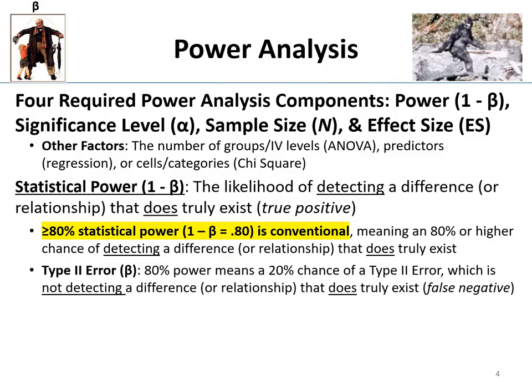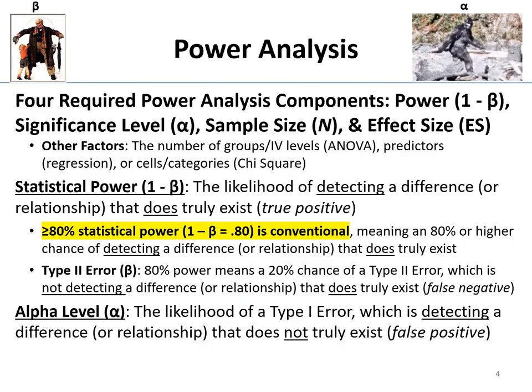Type 2 error is sort of the flip side of power, because it's defined as beta, and power is 1 minus beta. A power of 80% means you have a type 2 error rate of 20%. And what's a type 2 error? That is when you do not detect a difference or relationship that does truly exist. So there is a relationship in your data, and you say, hey, you know what? Based on my stats, I don't see one. That's what we call a false negative.